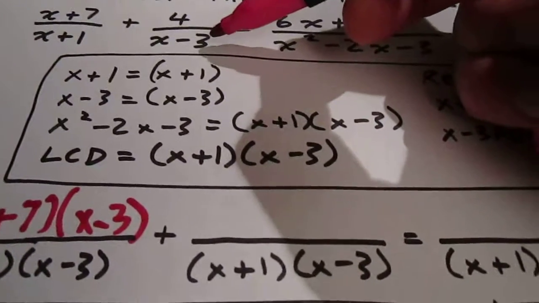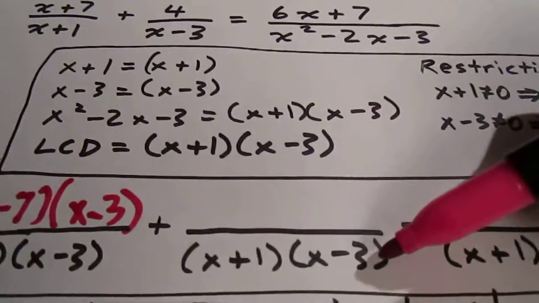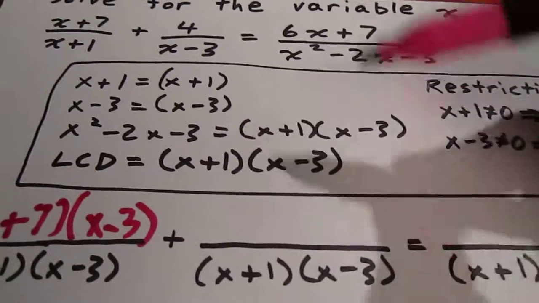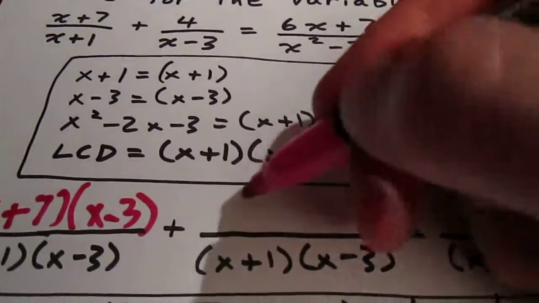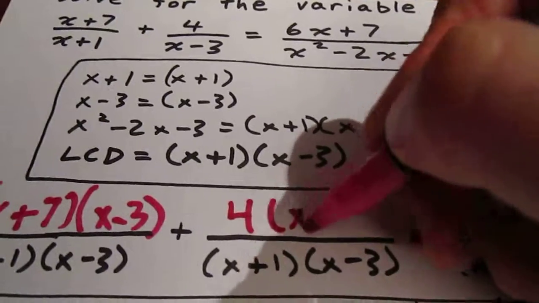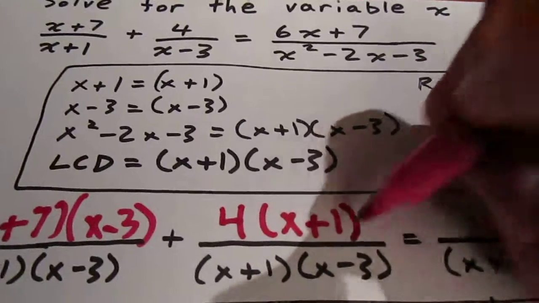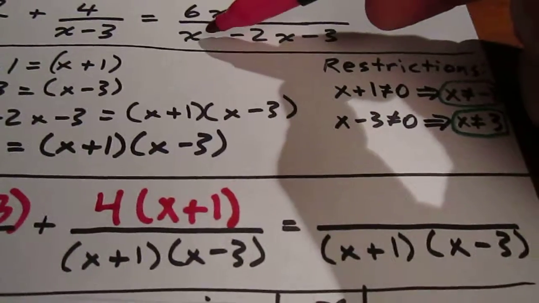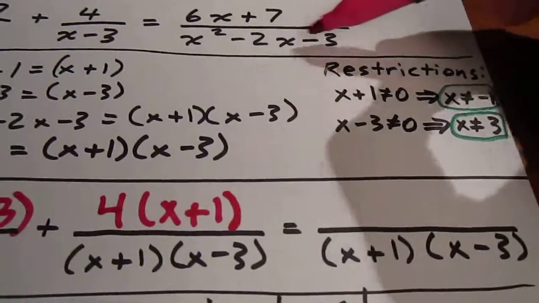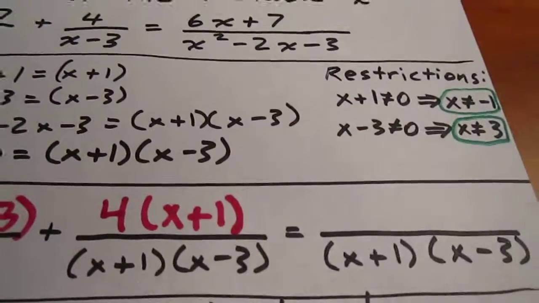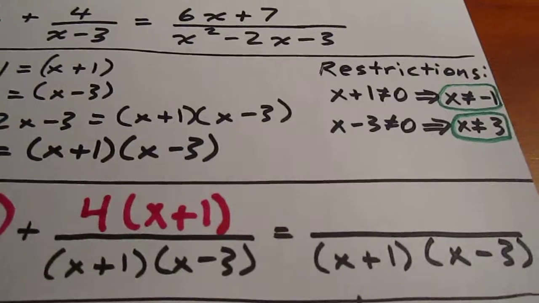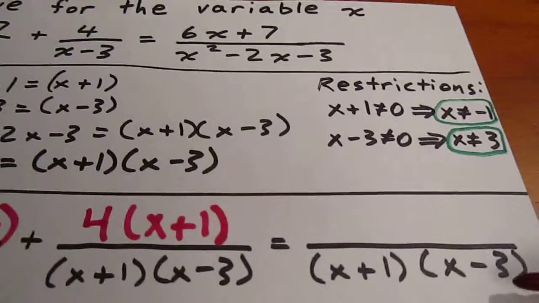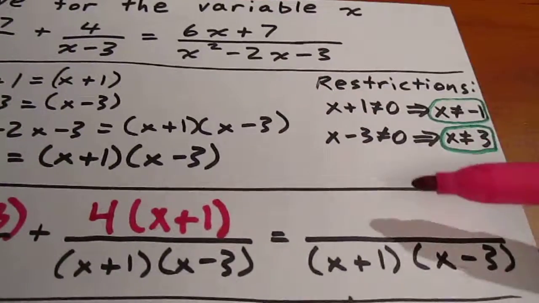Our second denominator started at x - 3, and now it's (x + 1)(x - 3). So what did we multiply our denominator by? Simply a factor of x + 1. So let's multiply our numerator by the same factor. We're going to have 4(x + 1) over (x + 1)(x - 3). And finally, our denominator at the end, on the right-hand side of the equal sign, was x² - 2x - 3. Well, what did we multiply that by to get (x + 1)(x - 3)? The answer is we multiplied it by 1. It stayed the same. So our numerator will stay the same as well, 6x + 7.